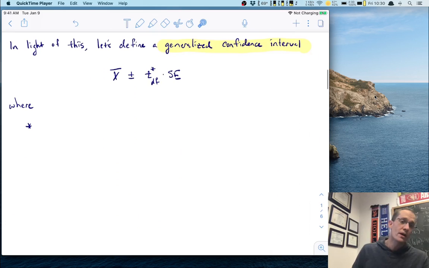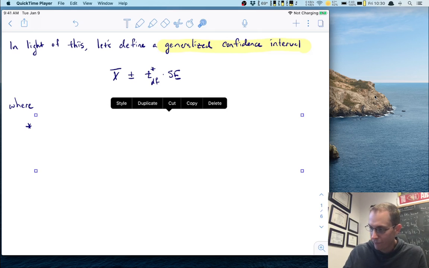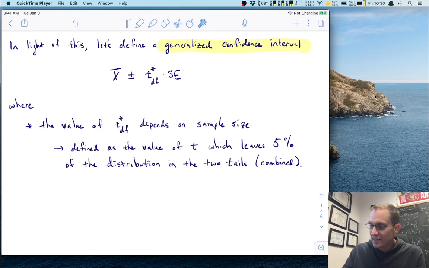So let's do that. In light of all this discussion, we're going to define now what I might call a generalized confidence interval. This is kind of a form that we'll always start with for our confidence intervals. We'll take our sample mean and then we'll say plus or minus this right here. This is t star df times the standard error. What is this t star df? Well, let's start there first. T star df is just going to be some number that depends on the sample size. What exactly it is is this.